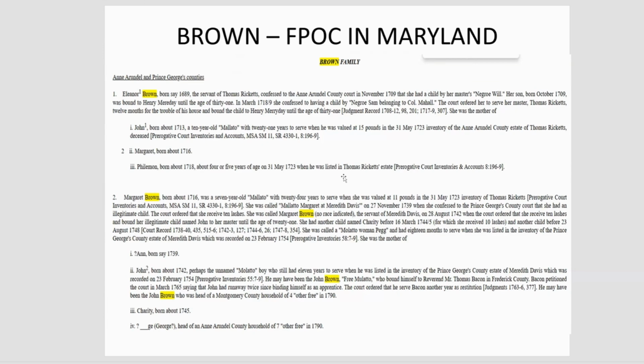So this body of work highlights Eleanor, then it talks about her two children, John and Margaret. Then it talks about their children. And then Margaret was born 1716. She was 7 years old, a mulatto with 24 years to serve, where she was valued at 11 pounds. So this is showing you that because she was born free, she was indentured for 30 years probably, or 28 years or so, before she could get her freedom.